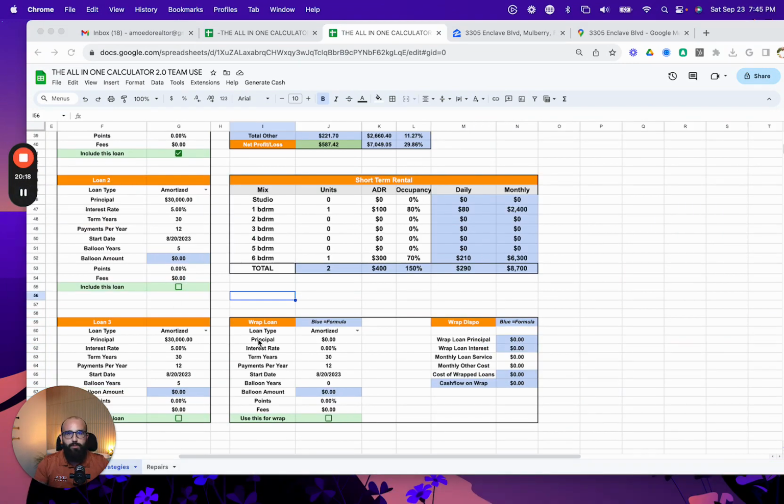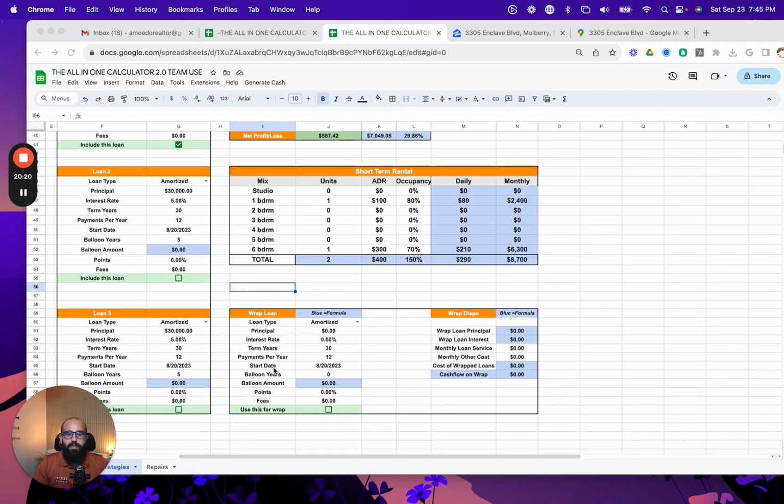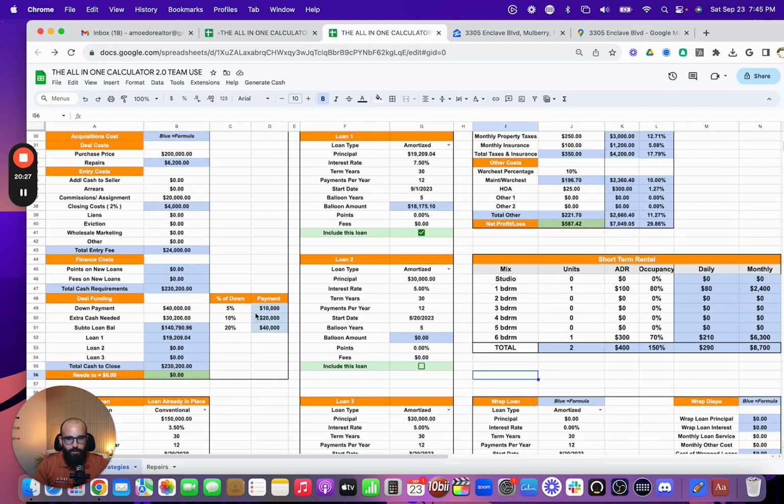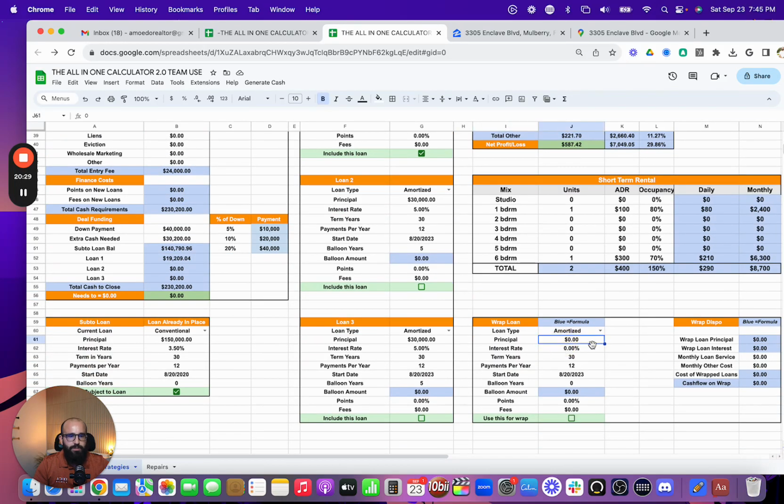All right, guys, wrap loans. Again, this video is not to show you exactly what a wrap is. I am assuming that you know what a wrap is. We are coming here, and again, we purchased the house for $200,000. So let's say that we are going to wrap it for the same exact price that we got it, but we're going to wrap the entire thing at a 7.5%.